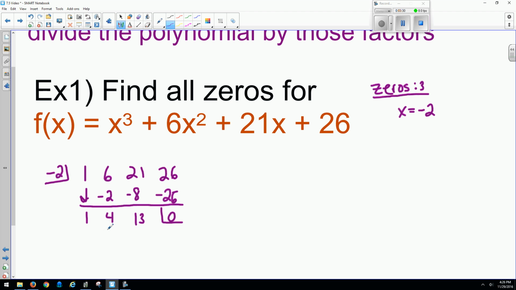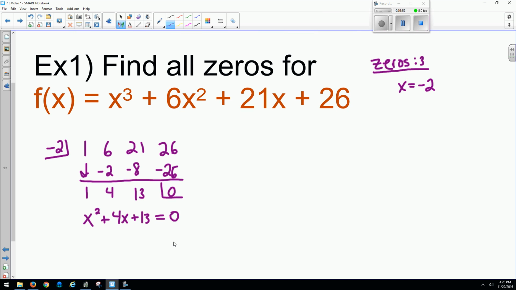And then I'm going to go ahead and put this as a polynomial. So I started with degree of 3. And so all of these become coefficients starting with x squared. So it's 1x squared plus 4x plus 13. I'm going to set that equal to 0 because I want to find the rest of the zeros. And so this is where the quadratic formula comes in. So I know that it doesn't cross the x-axis anymore, so there are going to be no more real zeros, which means this cannot be factored. And so I'm going to use the quadratic formula.